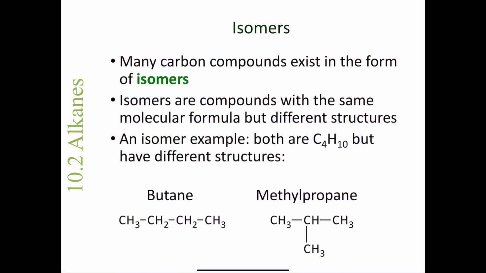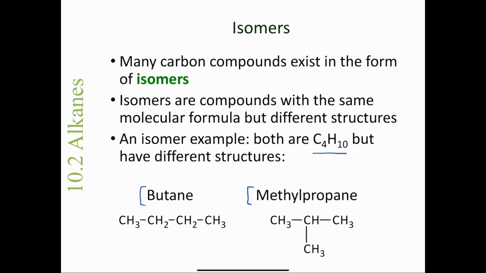Another concept you have to be familiar with is the concept of isomers. Many carbon compounds exist in the form of isomers. Isomers are simply compounds with the same molecular formula but having different structures. An example of isomers would be these 2 compounds down here, butane and methylpropane. They both have the same molecular formula. If you take a look at both of them, they both have 4 carbons and 10 hydrogens, but they have different structures. What does that mean? It means they are connected in different ways.